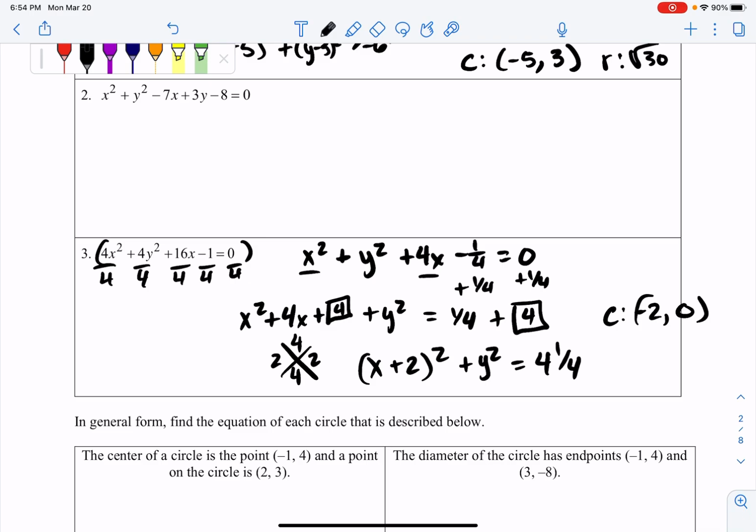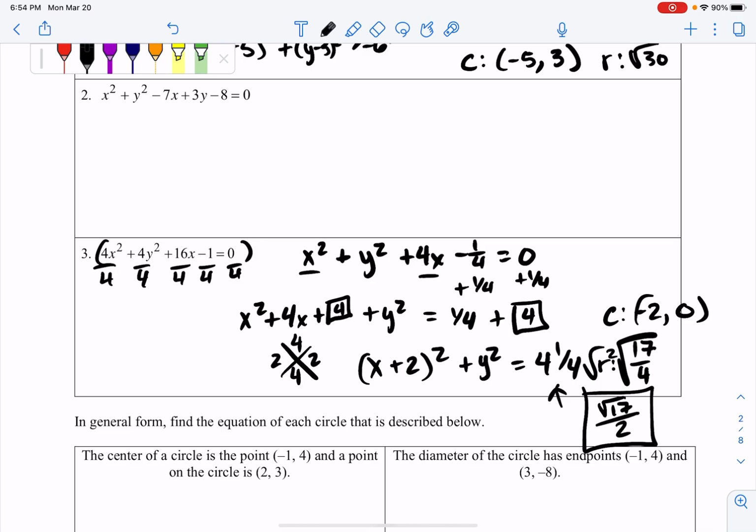And the best way to deal with that is to turn that into an improper fraction. So 4 times 4 is 16, plus 1 is 17. So 17/4 is the same as what our radius squared is, right? Because what's on the other side of the equal sign, 17/4, is the same as 4 and 1/4. So to find the radius, we need to take the square root. The square root of 17 is just the square root of 17. That is not going to simplify. And the square root of 4 is 2, which is great because you're not allowed to have a radical in the denominator. So this is your radius, and your center is -2, 0.